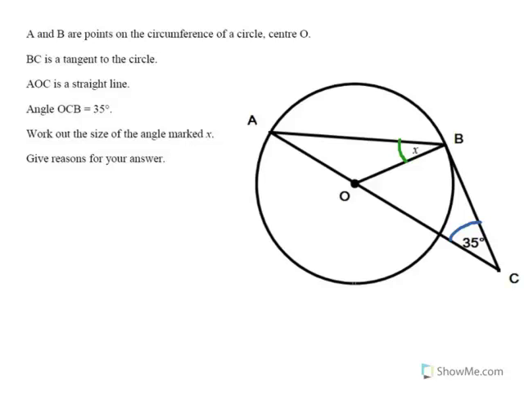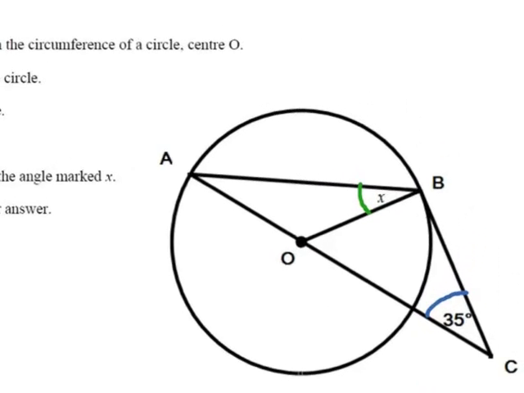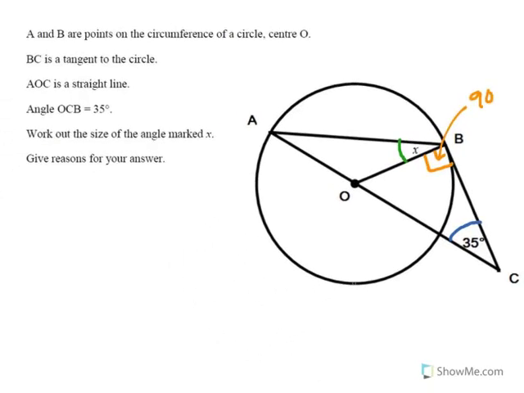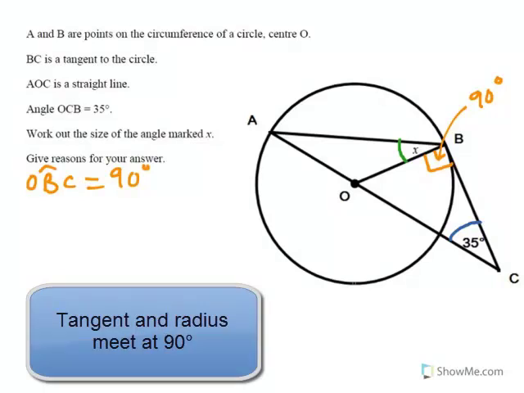Okay. Since BC is a tangent, we should know that tangent and radius meet at 90 degrees. OB is a radius and BC is a tangent, so the angle OBC must equal 90 degrees, this one here. So we can write the angle OBC is 90 degrees, and the reason is tangent and radius meet at 90 degrees. So what's the next move?